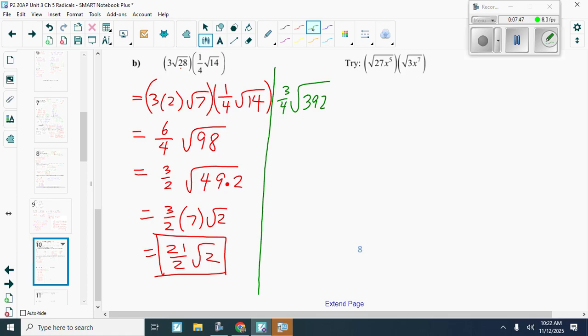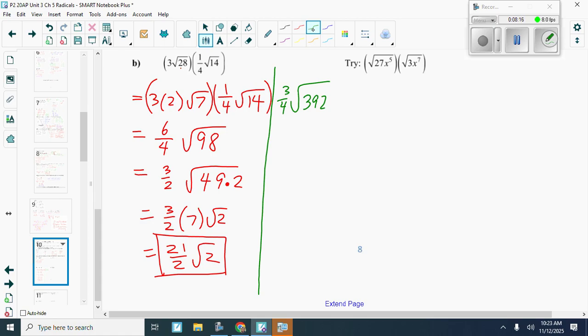So that's why the strategy that I'm going to suggest is to simplify first, and then multiply your things. But if you did it this way, it's not going to be incorrect. It just means that you're going to have to go through your perfect squares and go to a higher number. So for example, for this one, I didn't figure this one out ahead of time.